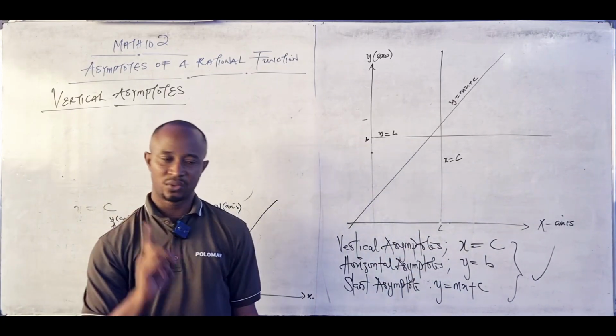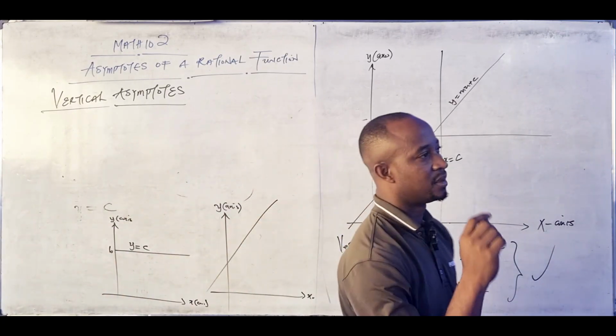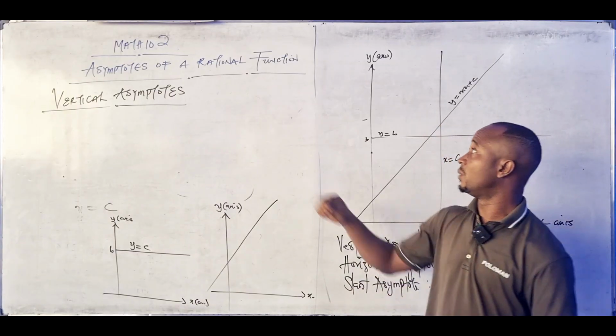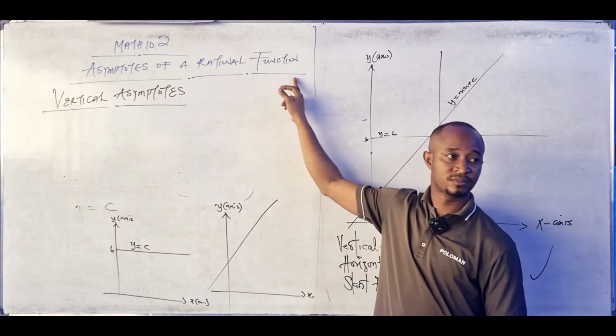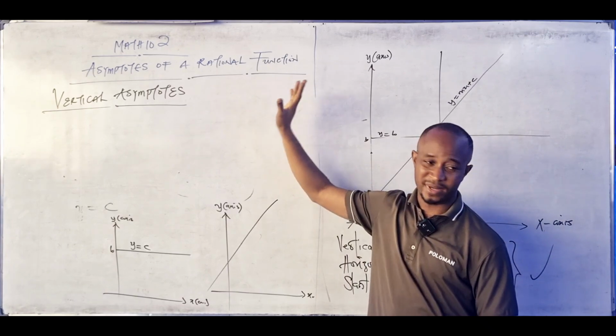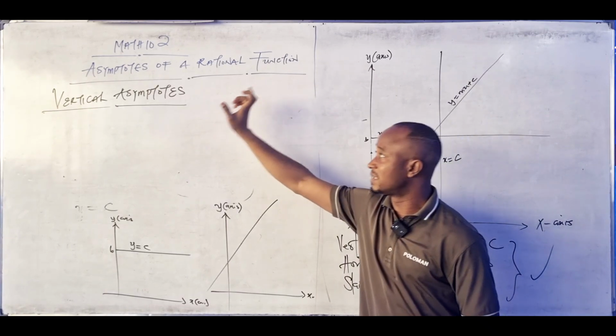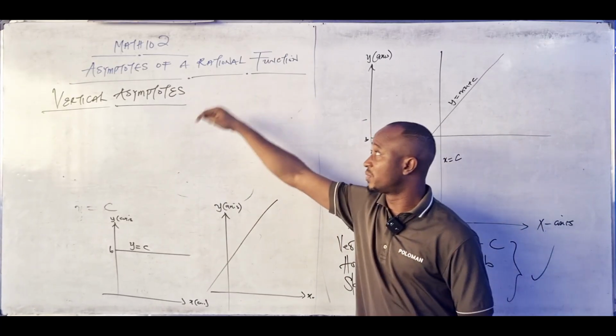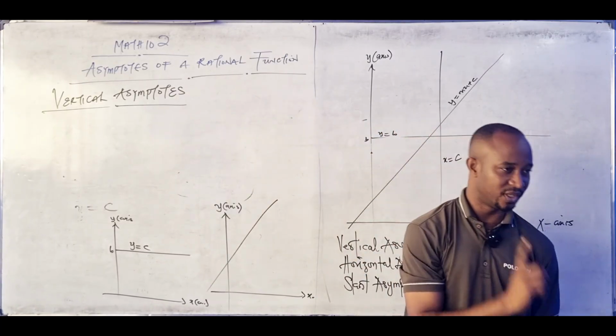Now you must take note that asymptotes can only occur in a rational function. Are you there? In a rational function. Stop writing and pay attention. Asymptote can only occur in a rational function. Asymptote cannot occur in a polynomial.